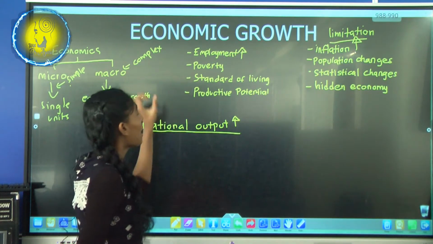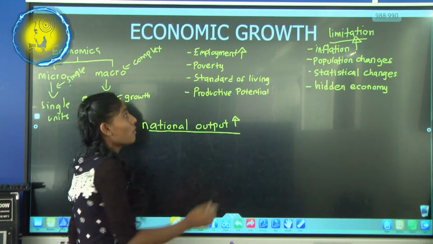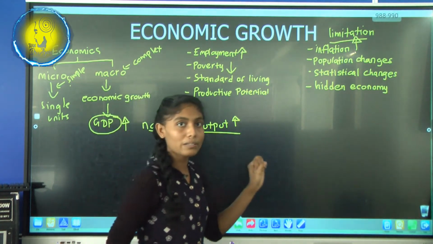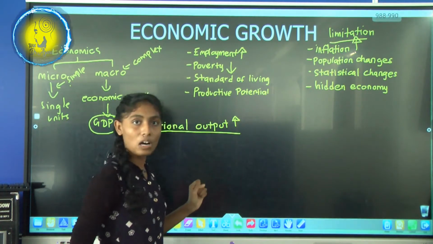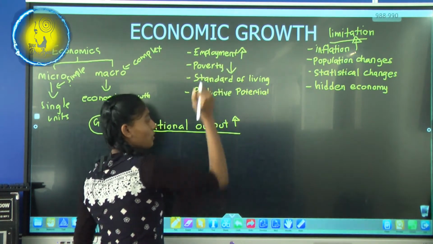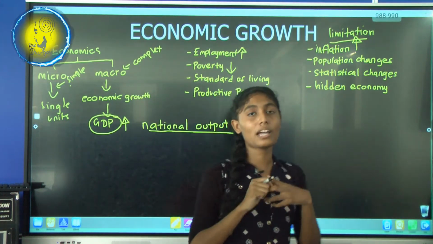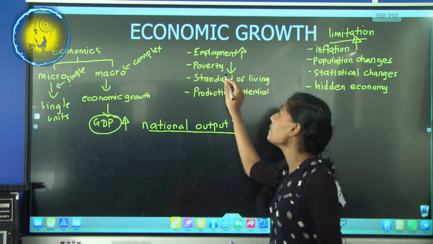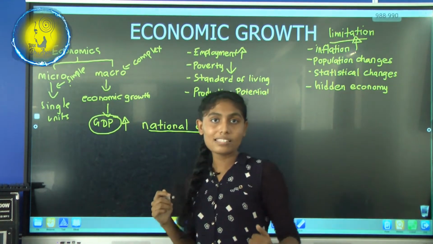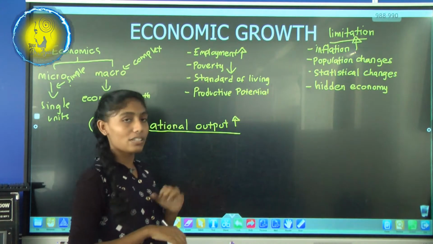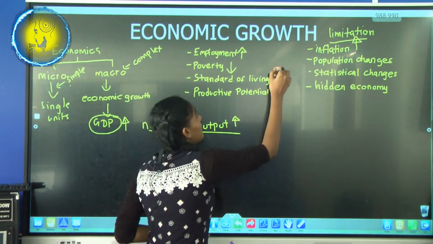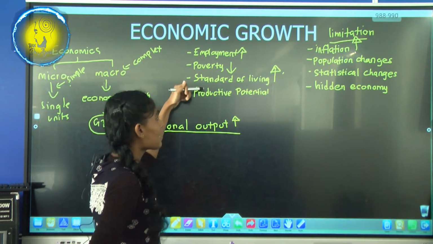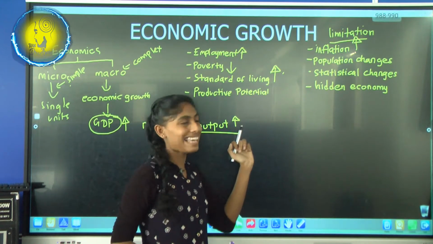And next one, by having economic growth, our poverty level will be decreasing. What is poverty? That is the minimum level to satisfy our needs and wants. So if you are having a good job, you are having a good income, then you can have a decent lifestyle, so you can satisfy your needs and wants. So poverty level within the economy will be decreasing. That is one of the advantages. Third one, our living standards will be increasing. Why? Our income level is increasing, so we demand more quality living standards.